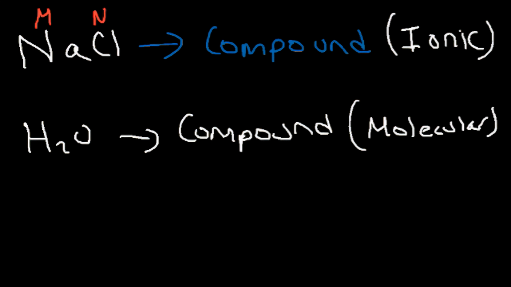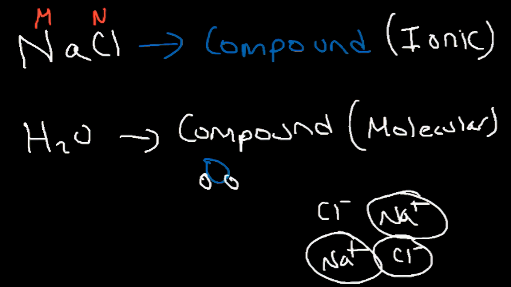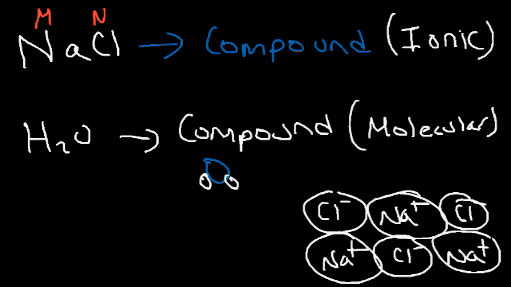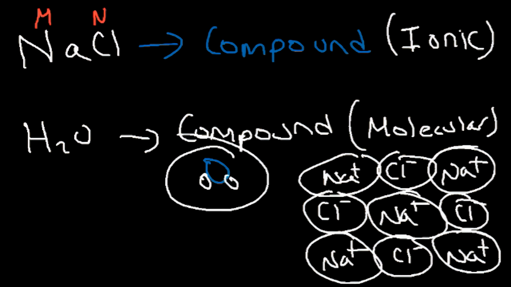So water is composed of individual particles, whereas sodium chloride is a giant crystal that contains many ions. You have sodium ions, chloride ions, and you have billions of these ions together in a solid. So you have a huge network of ions bonded together. But in water, you have individual particles, which makes it a molecule.